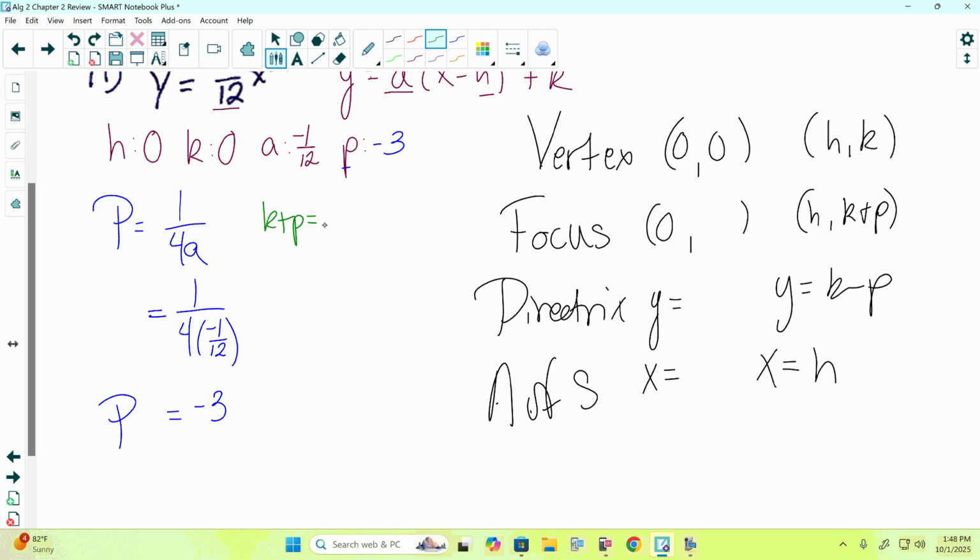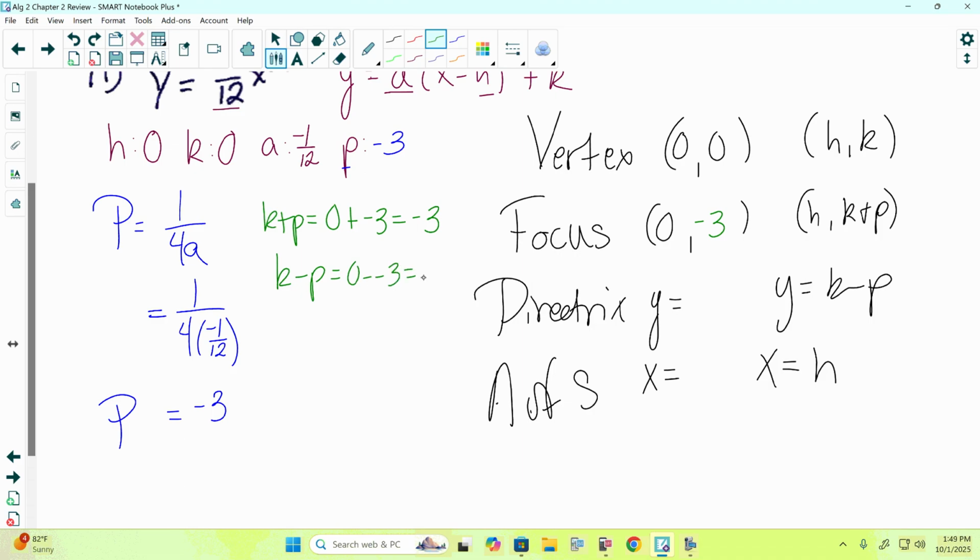So k plus p, well, k is 0. P is negative 3. So we're saying 0 plus negative 3 is negative 3. So the y value of the focus is negative 3. So the point for the focus is 0, negative 3. Directrix is y equals k minus p.